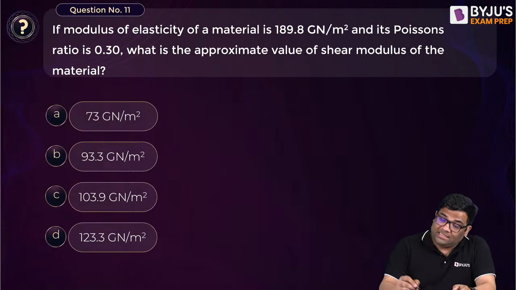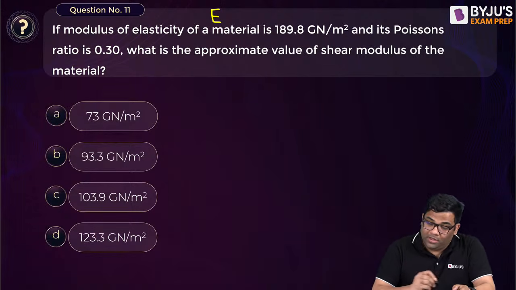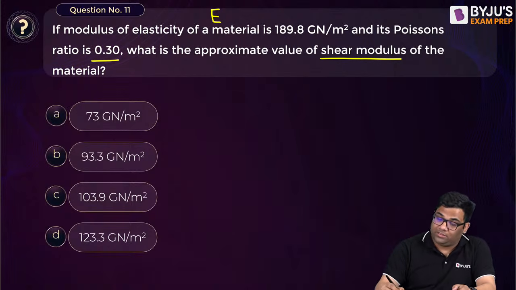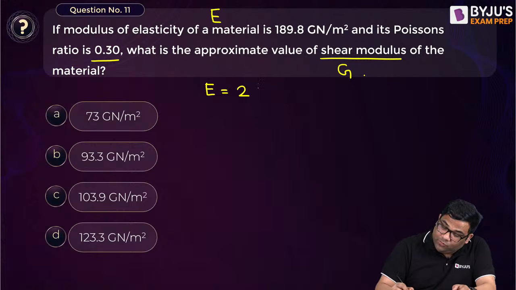The modulus of elasticity E is given. Poisson's ratio is given. The approximate value of what? Shear modulus. Shear modulus is G. So we can use this relation: E is equal to 2G(1 plus mu).